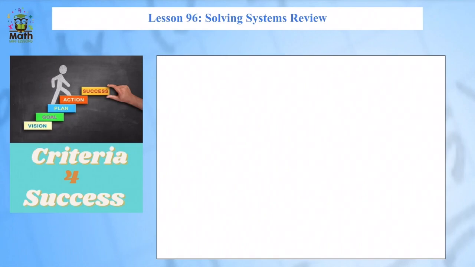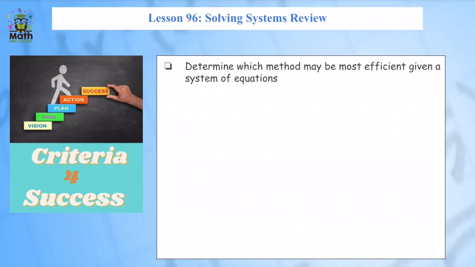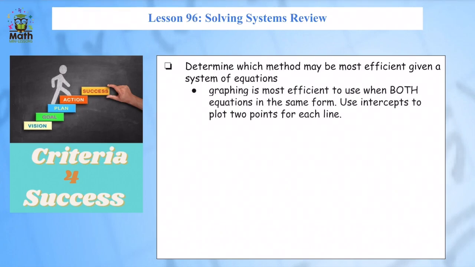We're up to the final lesson of our systems of equations unit, and we're going to do a very quick review. At this point, you know how to determine which method will be the most effective when given the system of equations. So here are my thoughts.